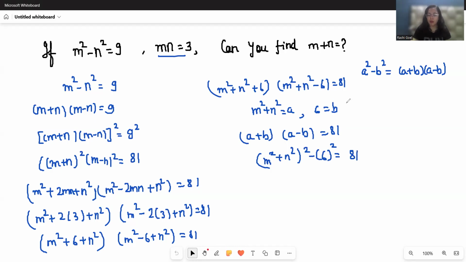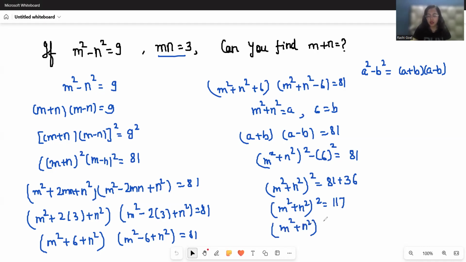If we write a square minus b square in terms of that, so m square plus n square whole square is equal to 81 minus 6 goes to other side plus 6, and 6 square is 36. So m square plus n square whole square is equal to 117, which is equal to 3 plus minus 3 root 13.